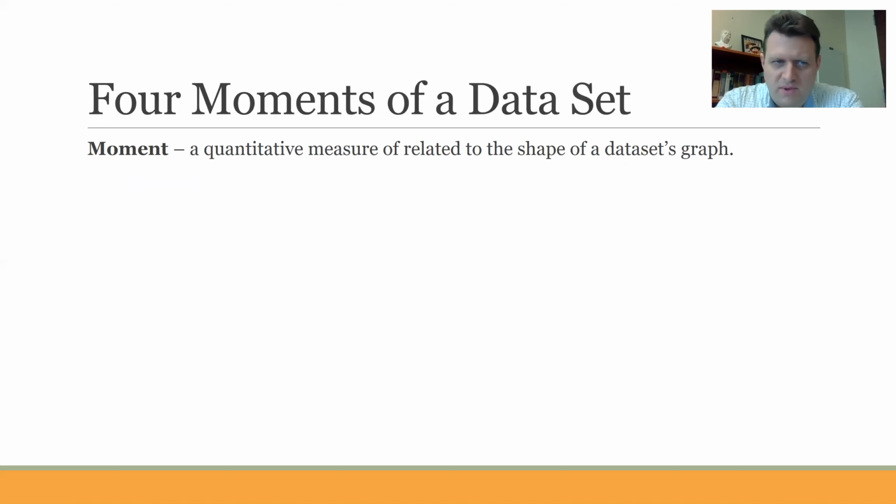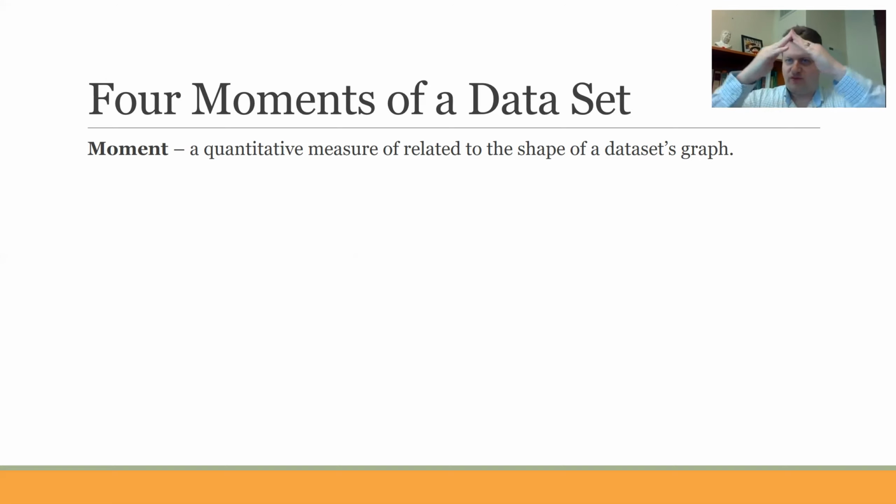All right, so I mentioned the 4 moments of a data set. Okay, a moment, think of that as a quantitative measure, a single number that gives us some indication of the shape of the data set. Okay, if we were to draw the data set, what's the shape of it going to be like?